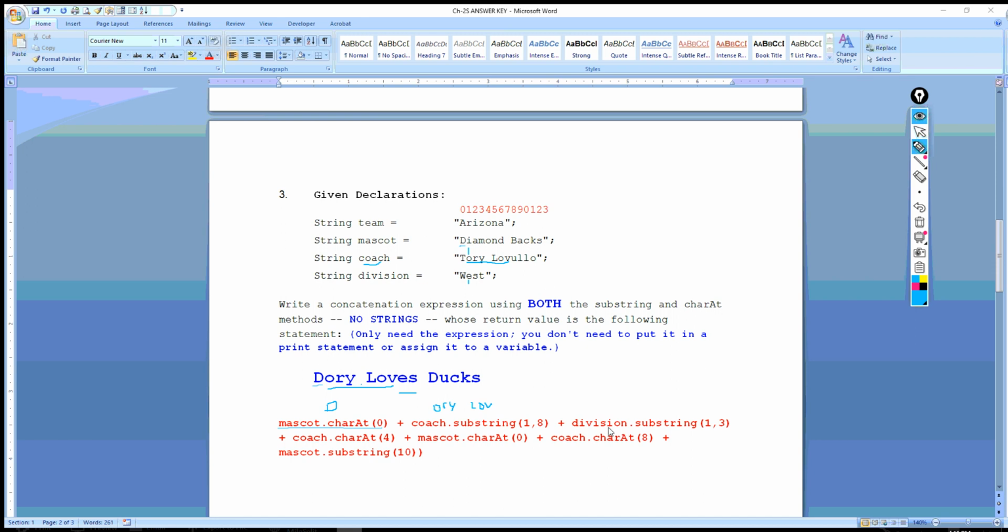And so that's going to be division.substring, starting at position 1, and it has 2 characters. 3 minus 1 is 2. So L-O-V, and then we're going to have E-S. The next thing after the S is the space. Now there is no space and then a capital D, so we're only going to be able to pull one character, which is the space. There are 2 places where you could get a space, either up here in the mascot or here in the coach.